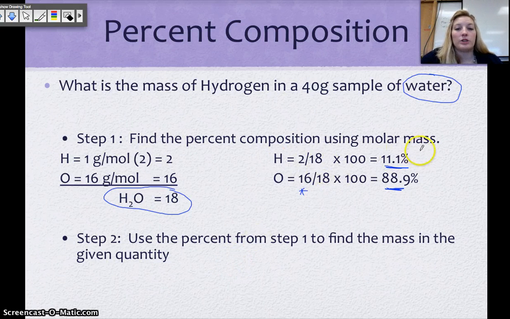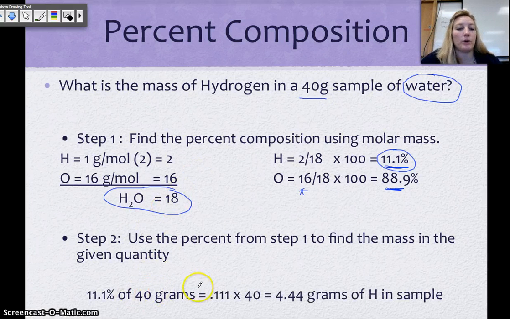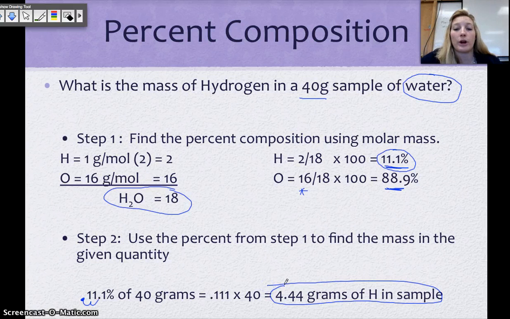So if we're looking at just hydrogen, we're essentially looking for 11.1% of 40 grams. So 11.1% of 40 grams, we can move this decimal 2 places to put it into a fraction and take 0.11 times 40 to get about 4.44 grams of hydrogen in that sample. So out of 40 grams, most of it's oxygen, but this amount would be hydrogen.